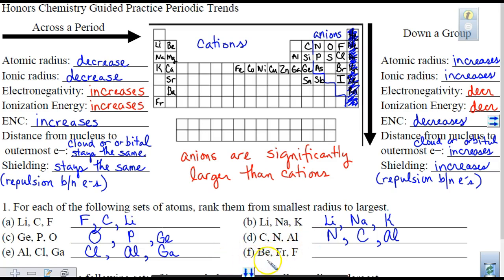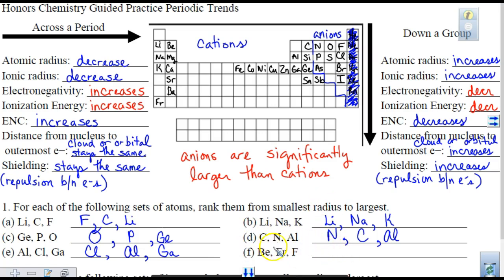Alright, for question F, you were looking at beryllium, francium, and fluorine. Pause the video now and see if you can put them in the correct order. Hopefully you got the right answer.